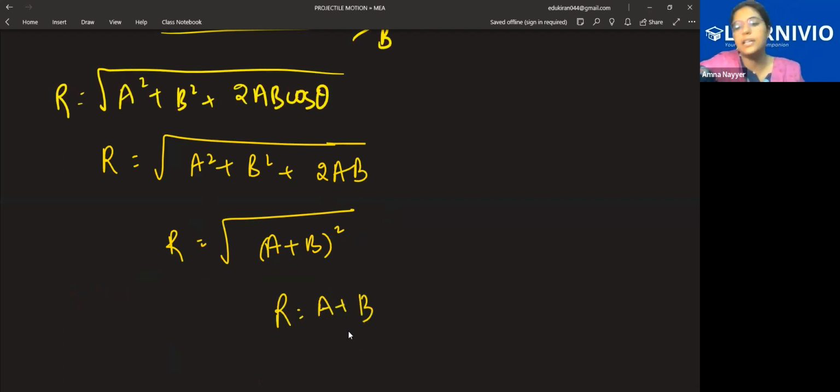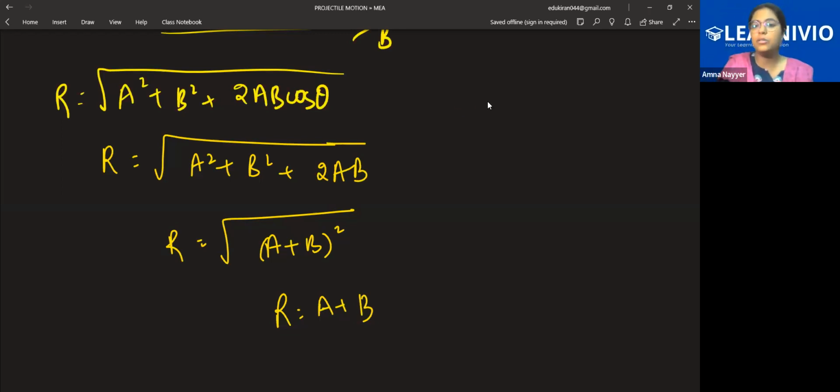This is the resultant, A plus B. That's it. So now, before this chapter started, before understanding vectors and anything, do you remember whenever two vectors were present, two forces, even in your lower classes, not just your 11th, when two quantities were present and they were pointing in the same direction, we used to add them. And when they were pointing in the opposite direction, we used to subtract them.